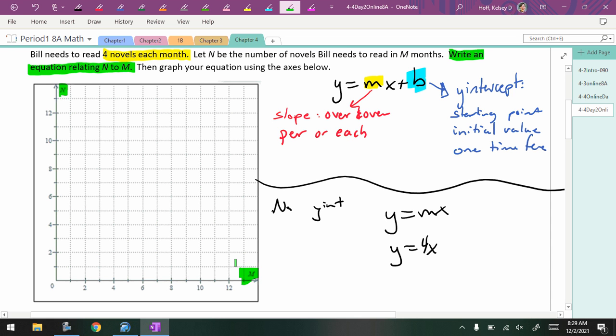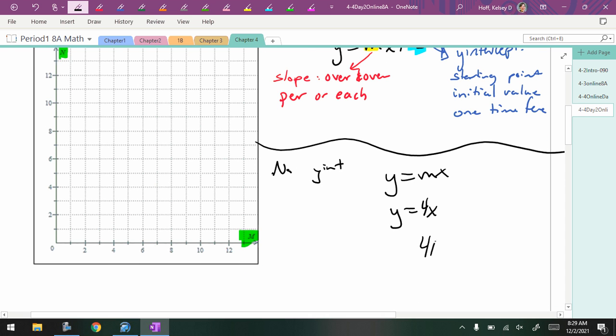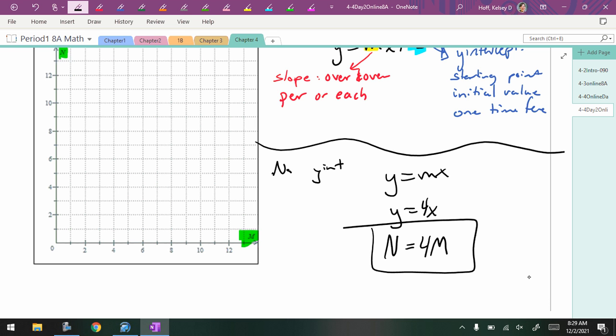What normally is on the bottom of my graph here? X is usually down here. They want us to use M. So we need to go over here, and instead of X, we need an M there. And on this side is usually our Y, but they want us to have N. N equals 4M is our correct equation. Now they'll say, yep, you're right.